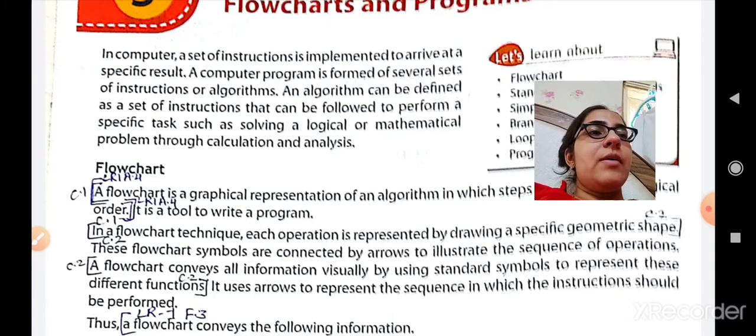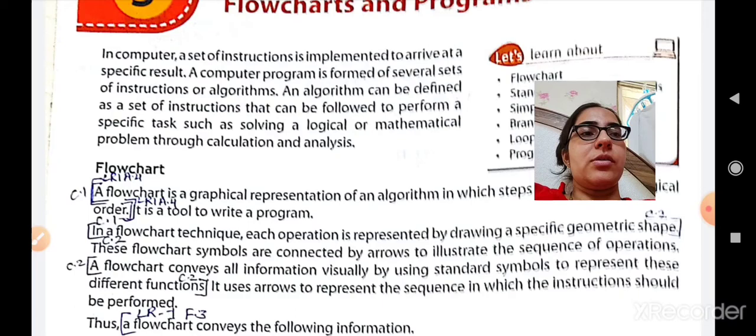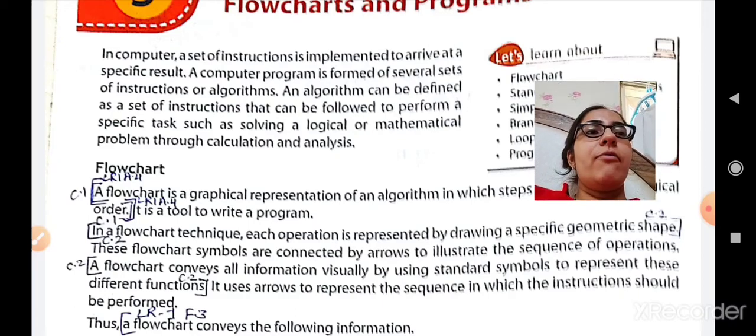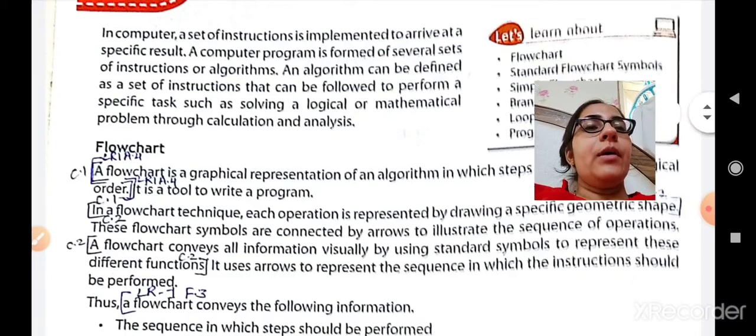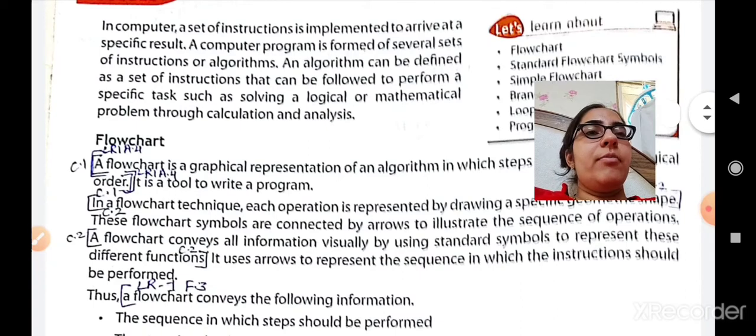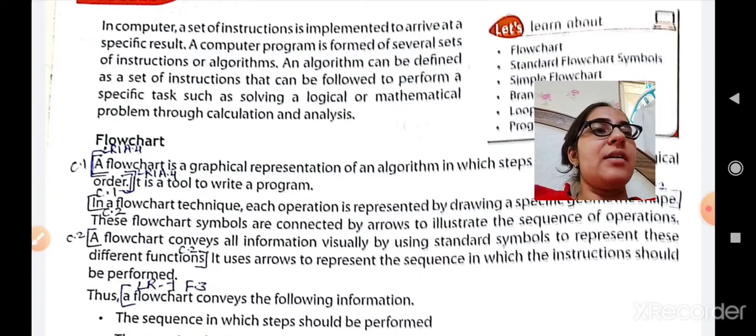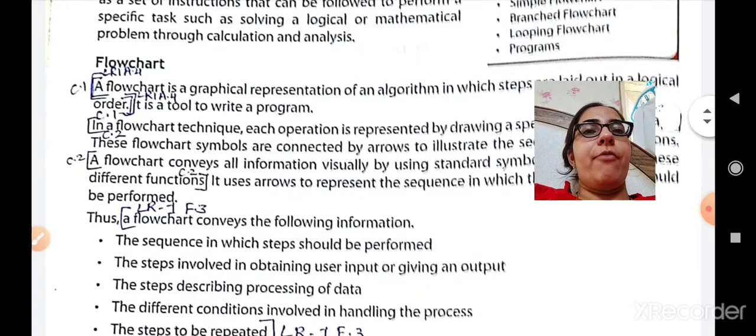Okay, so if the sequence of the operation is going downwards, it means first starting the operation, then getting the input, then processing. So everything is going in a proper sequence. So the down arrow is used. Okay, so the flowchart symbols are connected by the arrows, which show you the sequence of the operations. A flowchart conveys all the information visually by using standard symbols to represent these different functions. It uses arrows to represent the sequence in which the instructions should be performed.